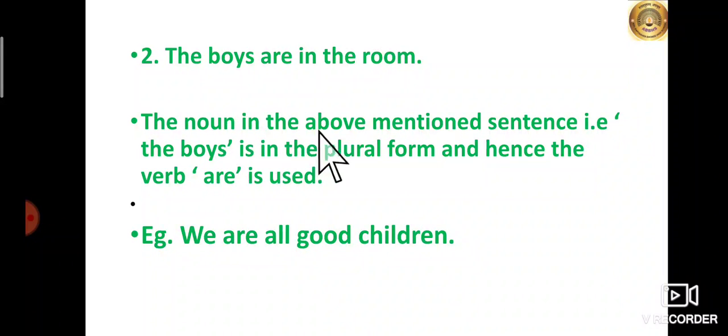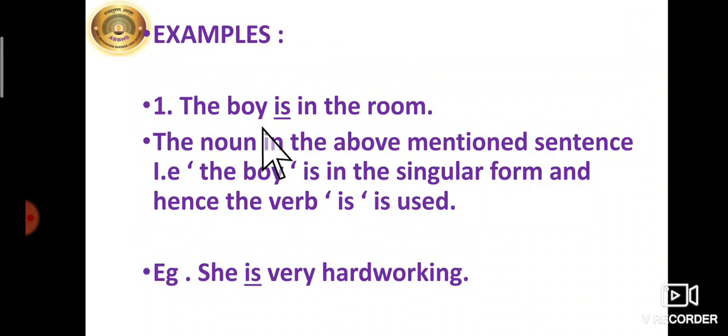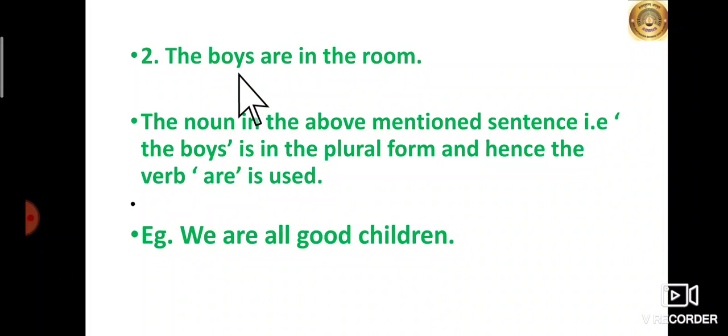Students, the noun in the above mentioned sentence, the boys, is in the plural form. Now how did it become plural? Boy became boys, adding an S. And hence the verb are is used. Students, you have to remember that in English grammar, and in any other language, the spellings matter, because when the singular is pointed towards a boy, only adding an S has changed the meaning of the whole sentence, which has become boys.